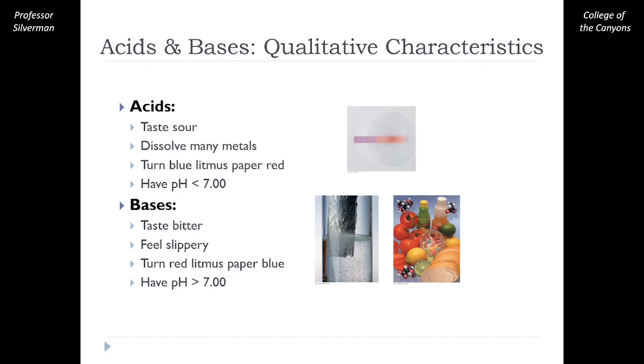Acids tend to taste sour. They show up in a lot of foods. They can dissolve metals. There are ways to test for things that are acids, maybe blue litmus paper, or measuring the pH with pH paper or digital pH meters.